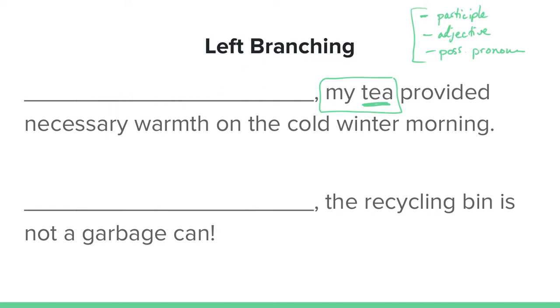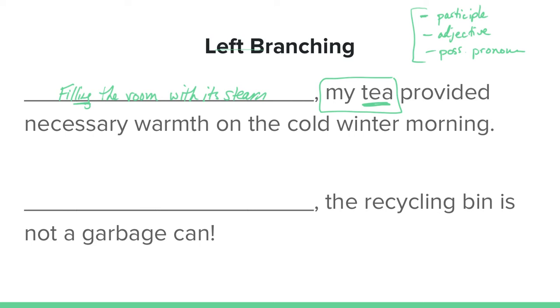I could also do a possessive pronoun, something like, "Its steam filling the room, my tea provided necessary warmth on the cold winter morning." Its being the possessive pronoun for tea. And of course, I could do a participle. "Filling the room with its steam, my tea provided necessary warmth on the cold winter morning." Filling, ing, verb, is a participle.